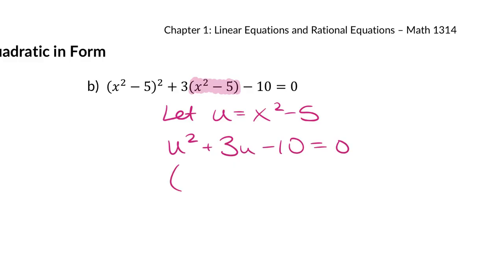Which factors quickly to u and u. Factors of 10 that make 3. How about 2 and 5? Where 5 is bigger than 2.